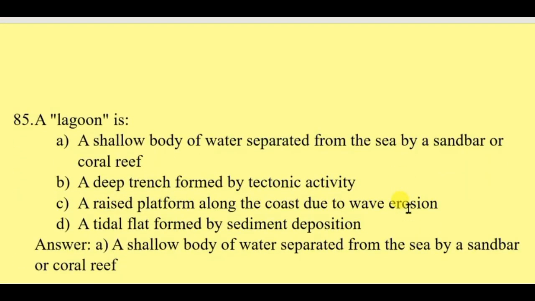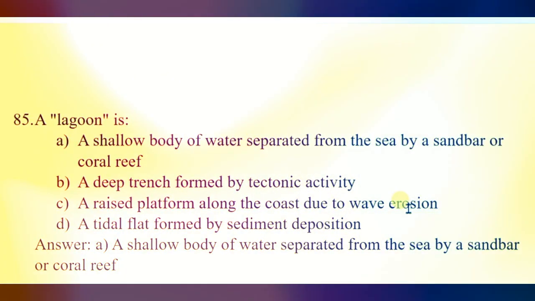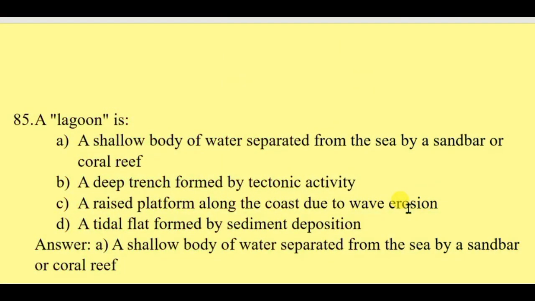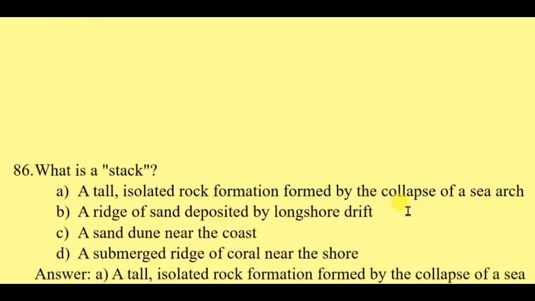Question 85. A lagoon is a shallow body of water separated from the sea by a sandbar or coral reef, a deep trench formed by tectonic activity, a raised platform along the coast due to wave erosion, a tidal flat formed by sediment deposition. Here the correct answer will be a shallow body of water separated from the sea by a sandbar or coral reef.